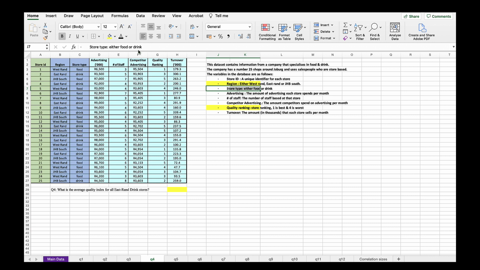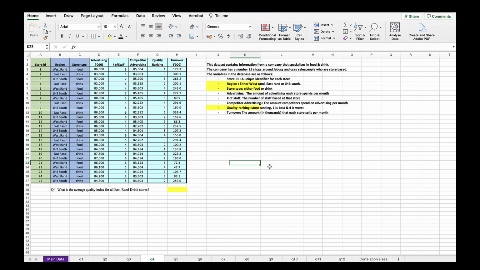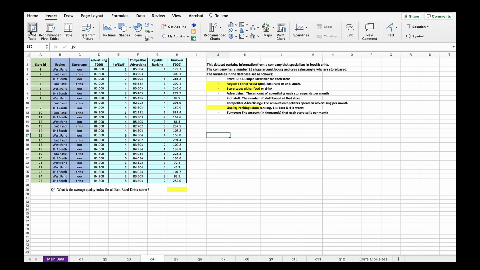So here again, I'm highlighting these three things that I'm going to be using in the pivot table. So let's insert the pivot table. By the way, your position of where you put your cursor right now will be the start of the pivot table. And I'm going to go to pivot table.